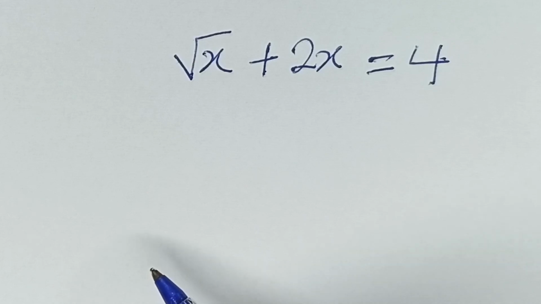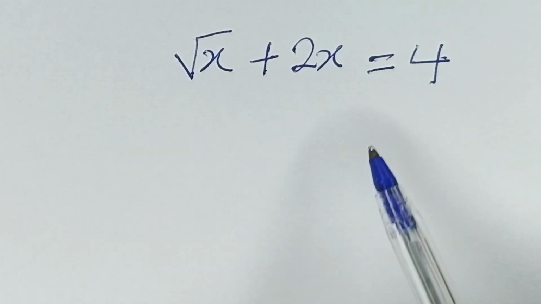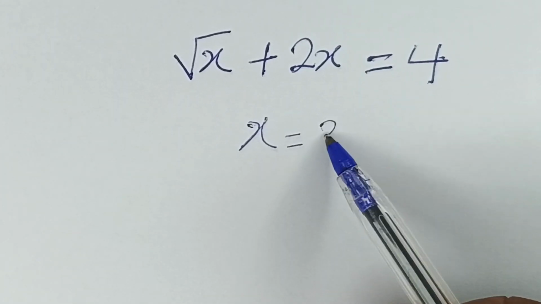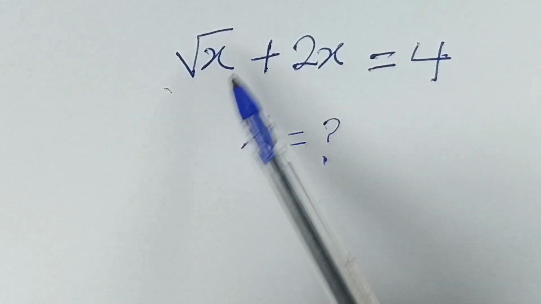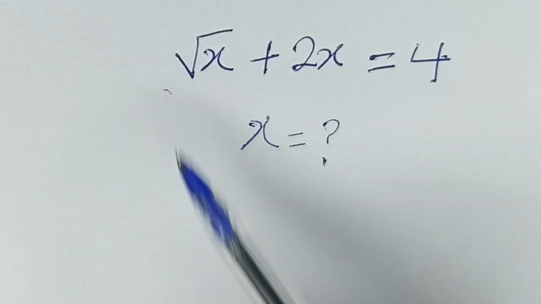Let's solve this equation quickly. It says root of x plus 2x is equal to 4. We are required to find x. Okay, so first thing we do is to isolate root of x on one side, so that we can easily square it and remove the square root sign.